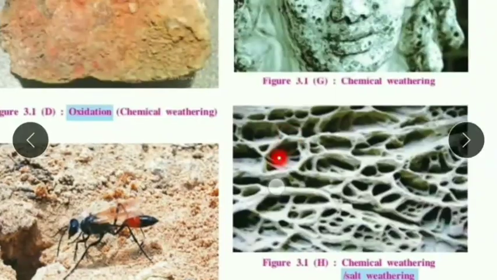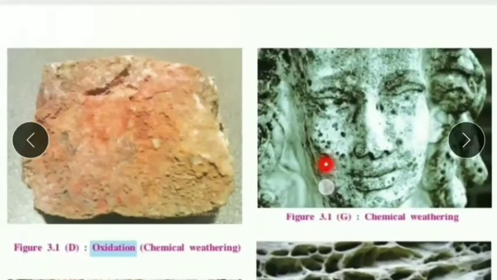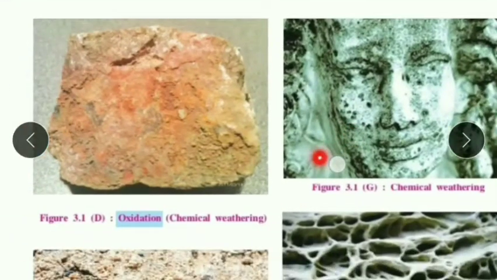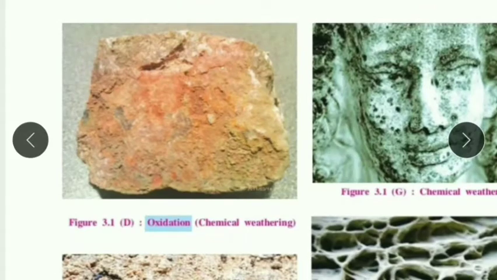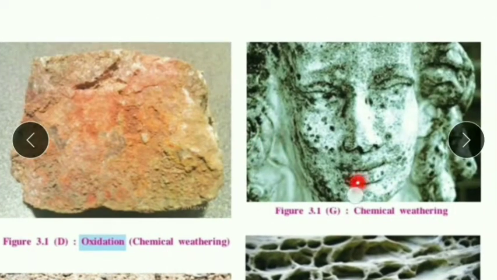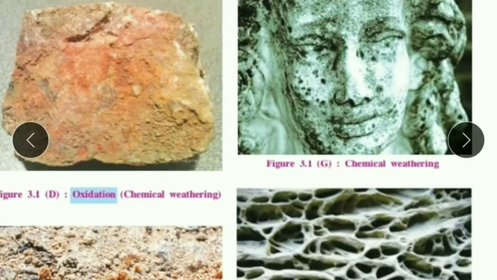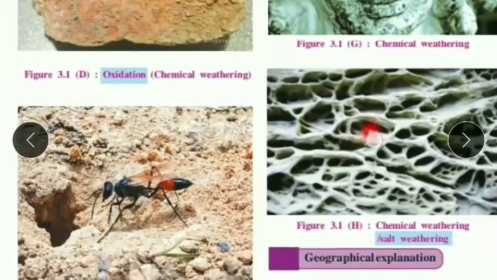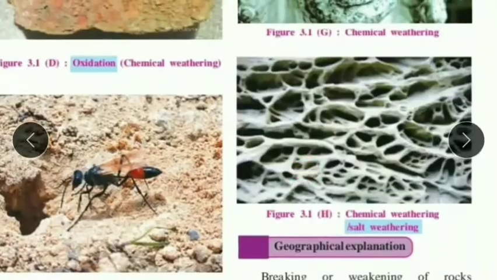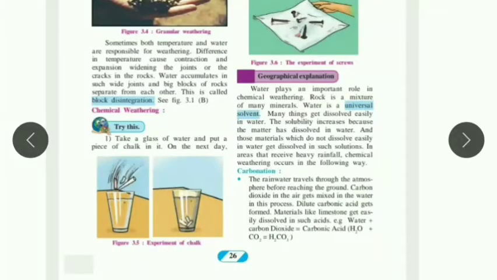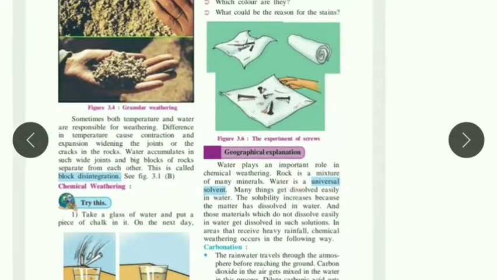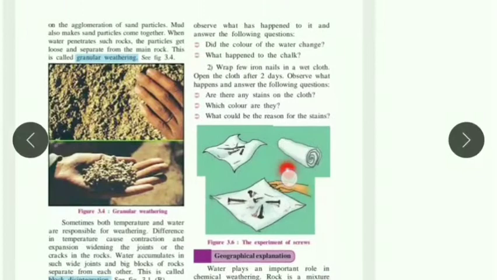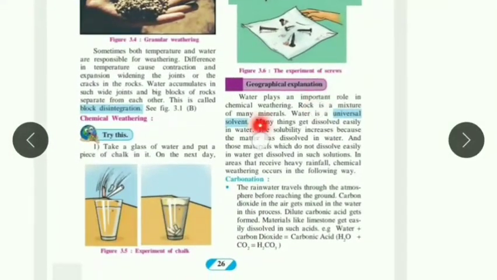So in this session we are going to cover chemical weathering. Chemical weathering has three types: one is oxidation, another is solution, and the third one is carbonation. So let's see chemical weathering. Before going to chemical weathering, we would like to see some experiments. Here some activities have been given.